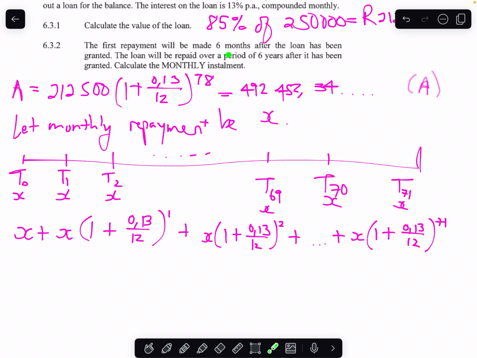The first repayment will be made 6 months after the loan has been granted. The loan will be repaid over a period of 6 years after it has been granted.